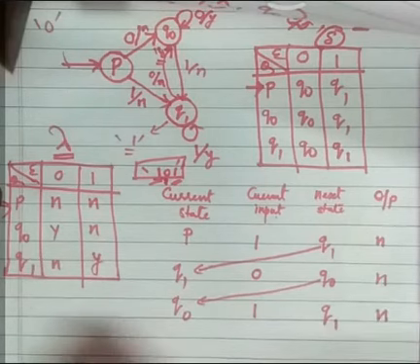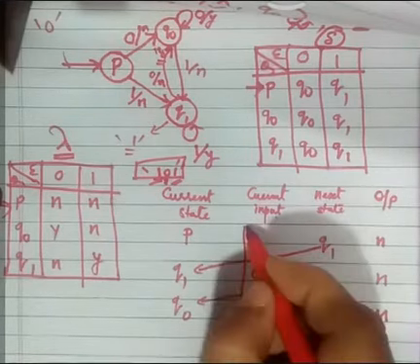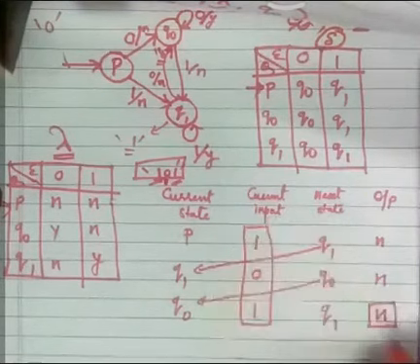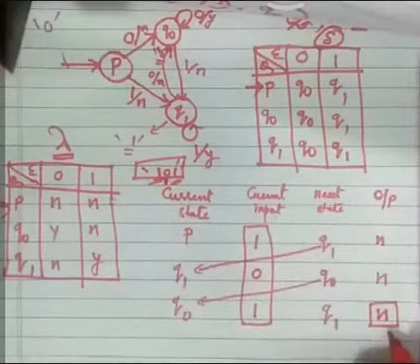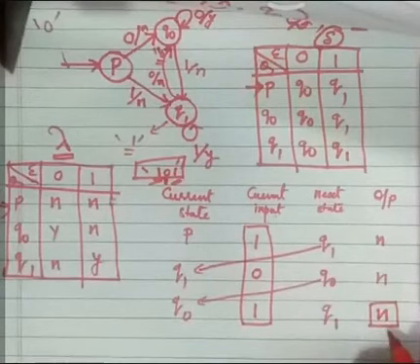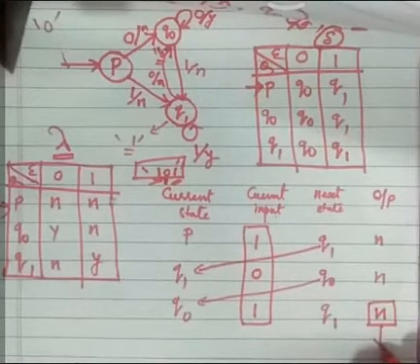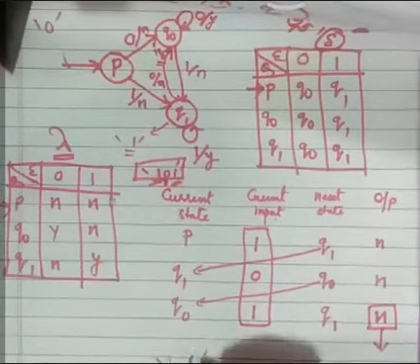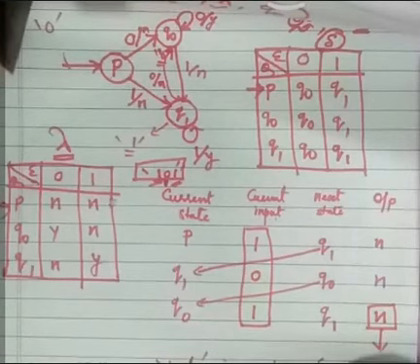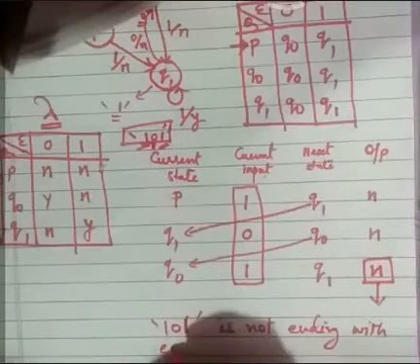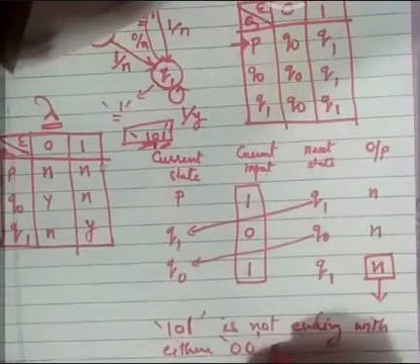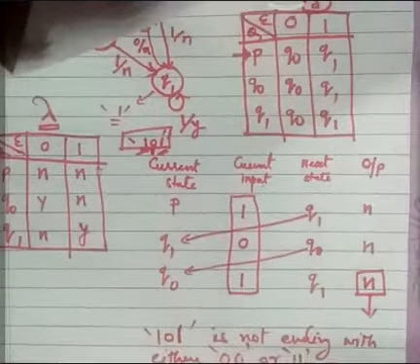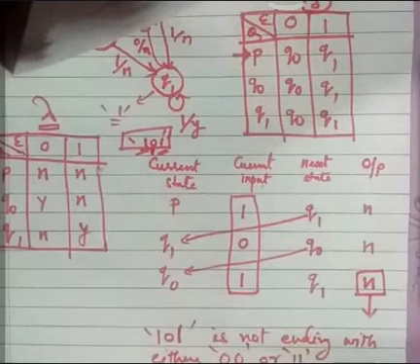Have I read the whole string 101? Now what is my output here? My last output is no. So this indicates the given string 101 is not ending with either 00 or 11. Clear?